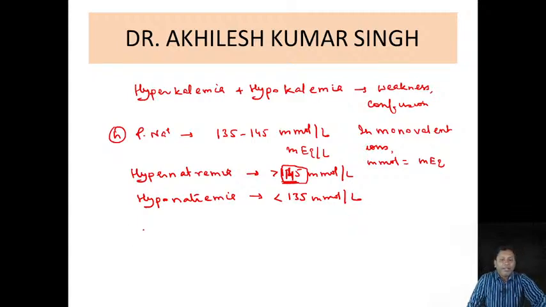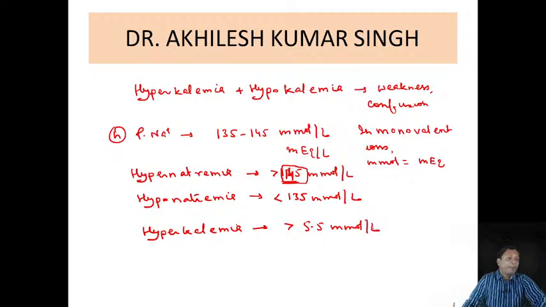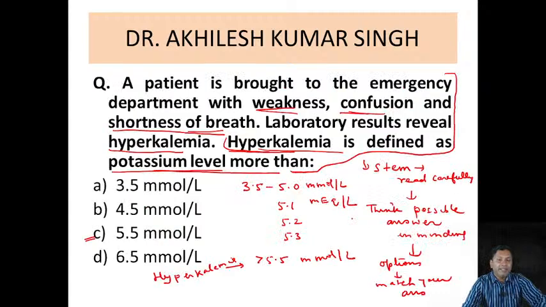Similarly, remember about hyperkalemia. Hyperkalemia is defined as when the potassium level is more than 5.5 millimole per liter. So in this question, the correct answer is option C, 5.5 millimole per liter.